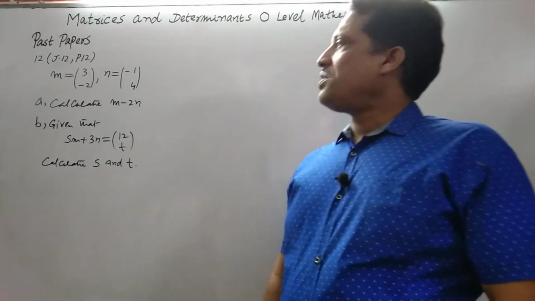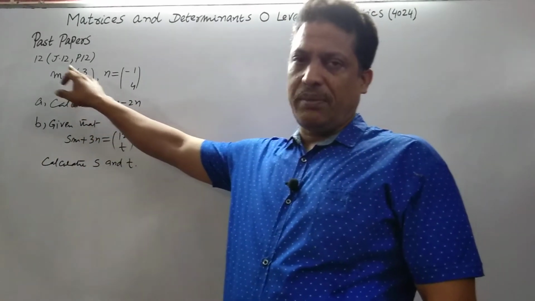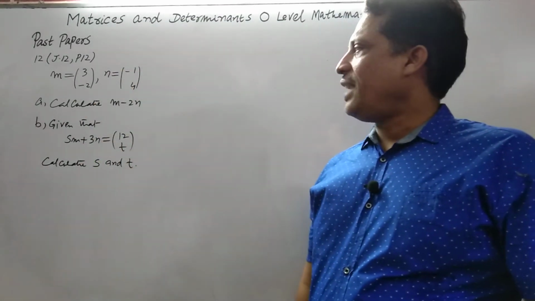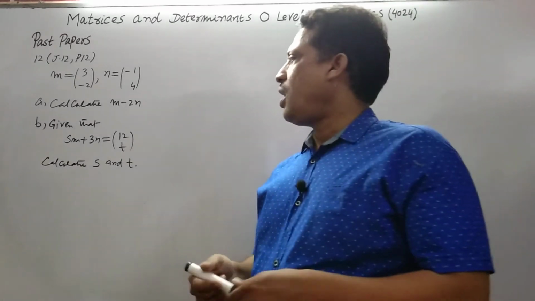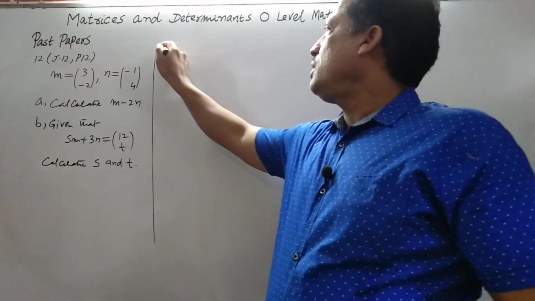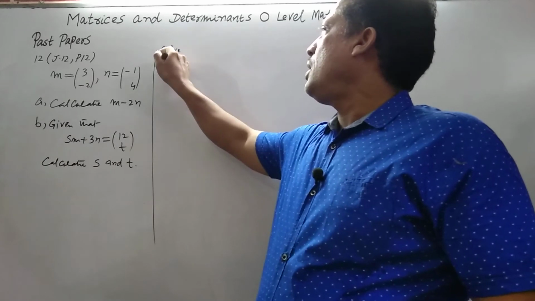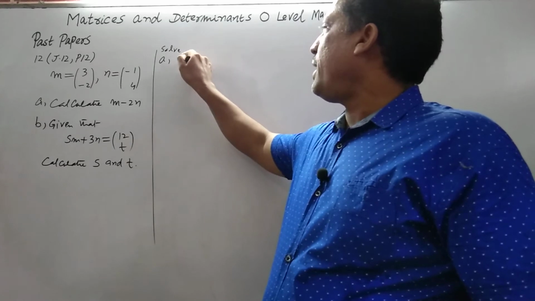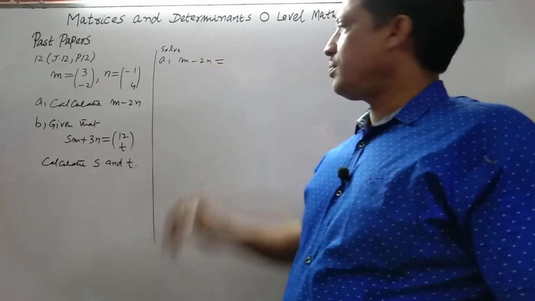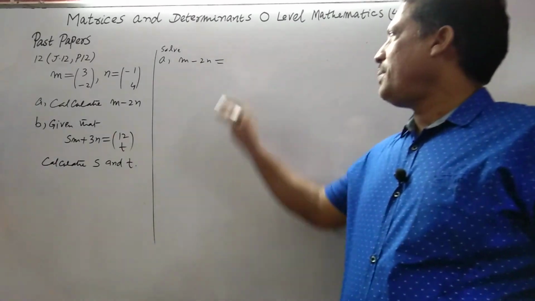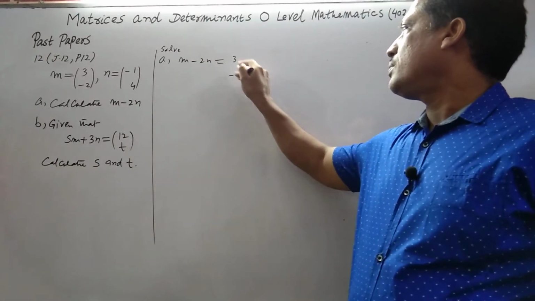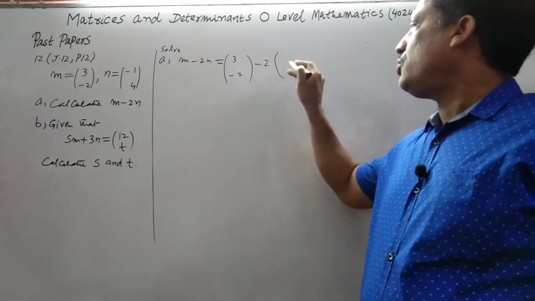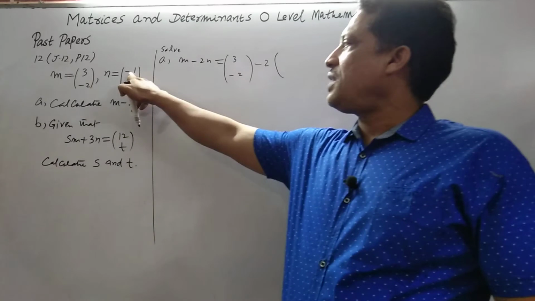Given that matrix m is 3, minus 2, and matrix n is minus 1, 4. Part A, calculate m minus 2n. How to calculate? It's very easy. Solve part A. We have to calculate m minus 2n. What is m? M is 3, minus 2, minus 2n. N is minus 1, 4.